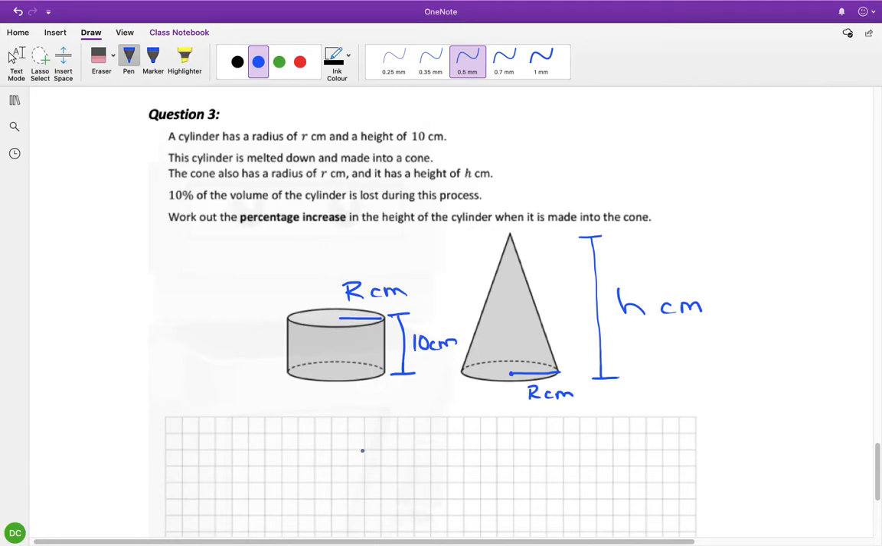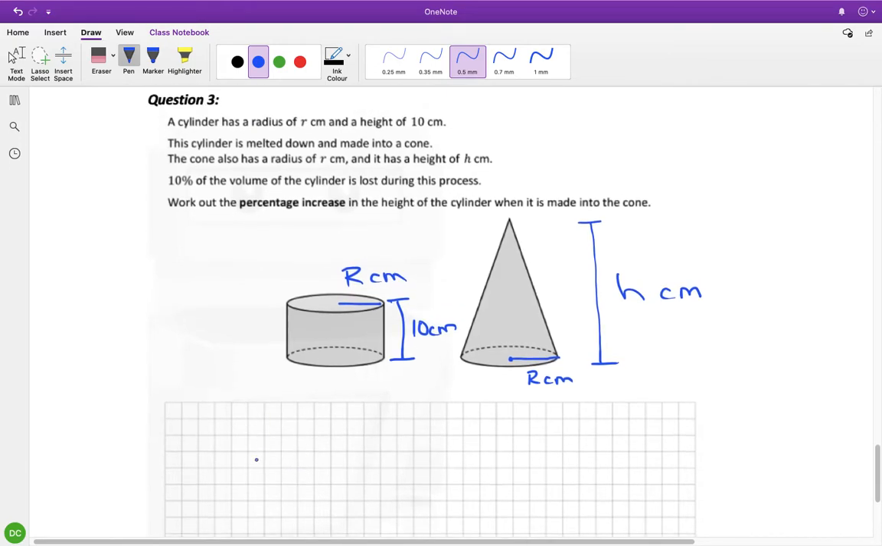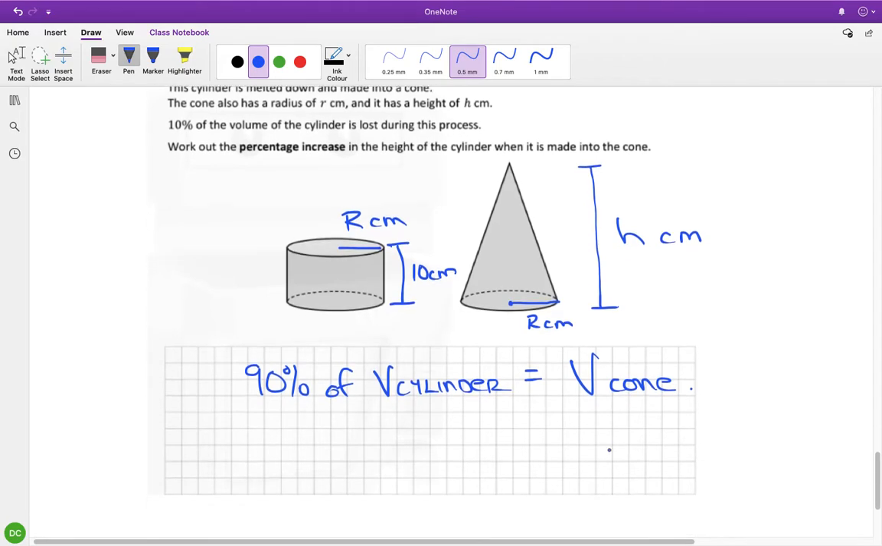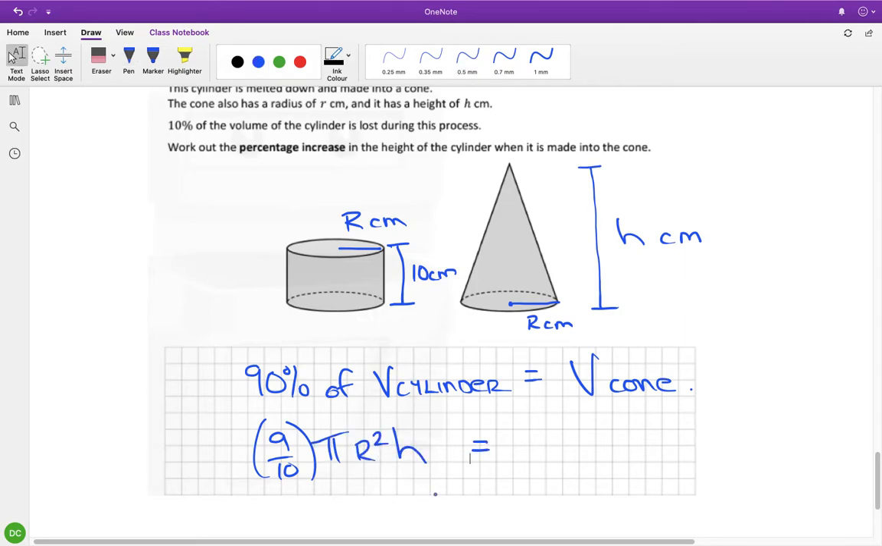Okay, so we're going to lose 10% of the volume of the cylinder. So 90% of the volume of the cylinder is going to be turned into the volume of the cone. Yeah? Okay. I'm going to write this as a fraction because I think it'll fit nicer. So 9 over 10. Volume of a cylinder is pi r squared h. Now the volume of a cone.